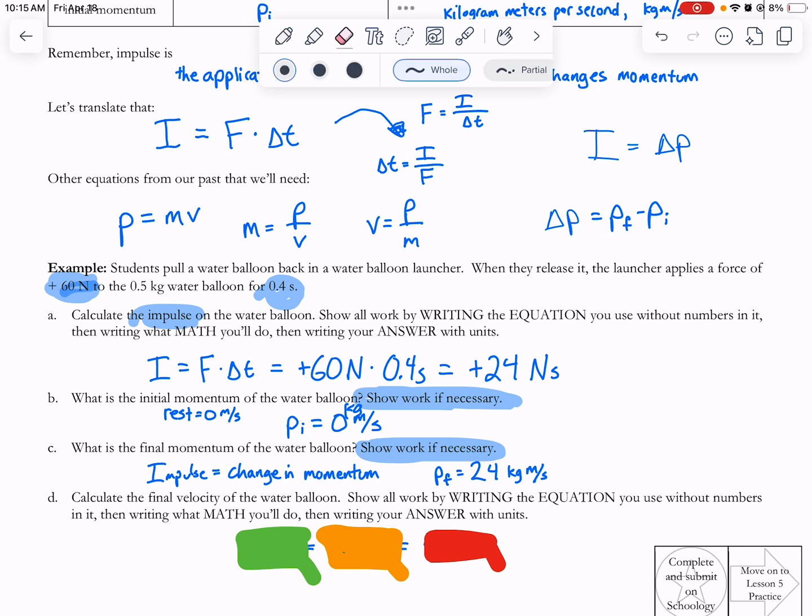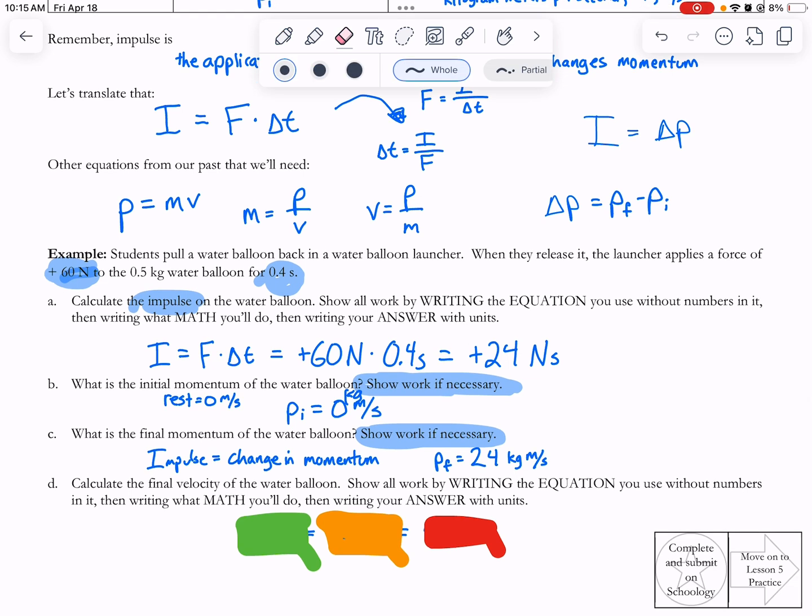On this last question, it says find the final velocity. Final velocity is what it's asking for now. But now I have to show all my work. It says write an equation, show the math and the answer. So this time I'm going to need to use an equation to do this, okay? And if I want to find the velocity, this equation right here is the only one I have with velocity in it. Well, it says velocity equals, okay? And so that's what I'm going to use.